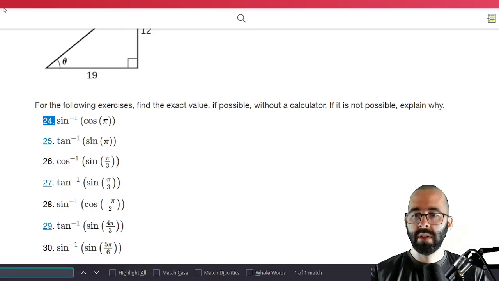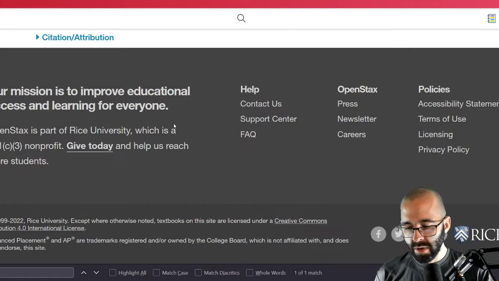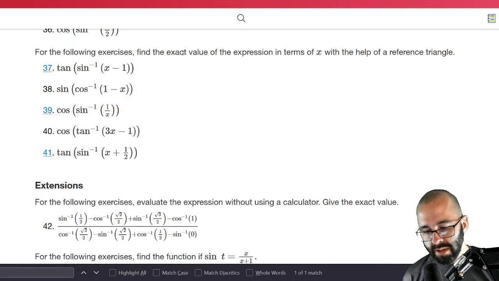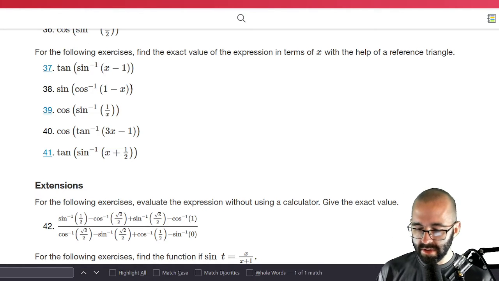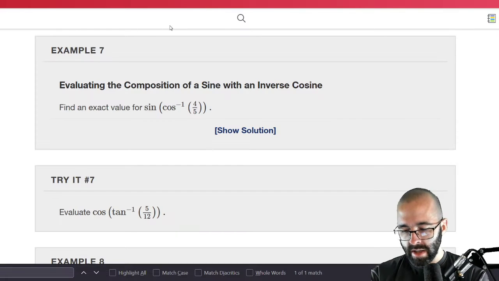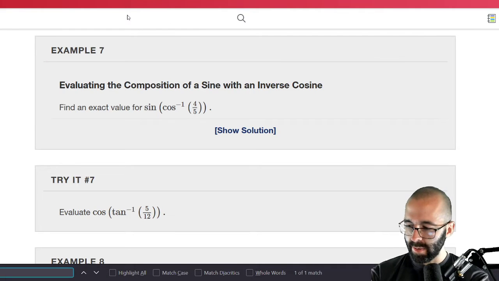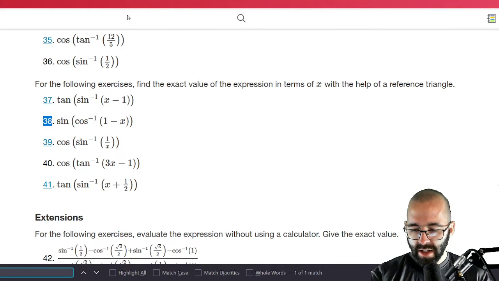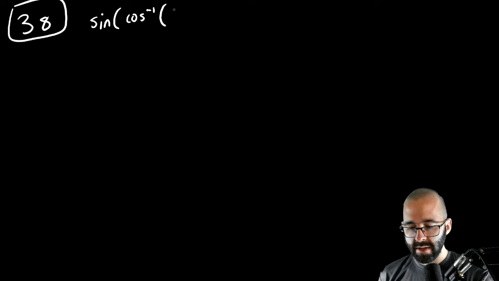All right. Let's look at number 38. So scrolling down to number, oh, not that far. Scrolling down to number 38. Find the exact value with the help of reference triangles. Oh, yeah, another one of these ones. The sine of arc cosine, or inverse cosine, of, oh, don't do this to me. I still have just never figured out exactly what's causing this. Of 1 minus x.